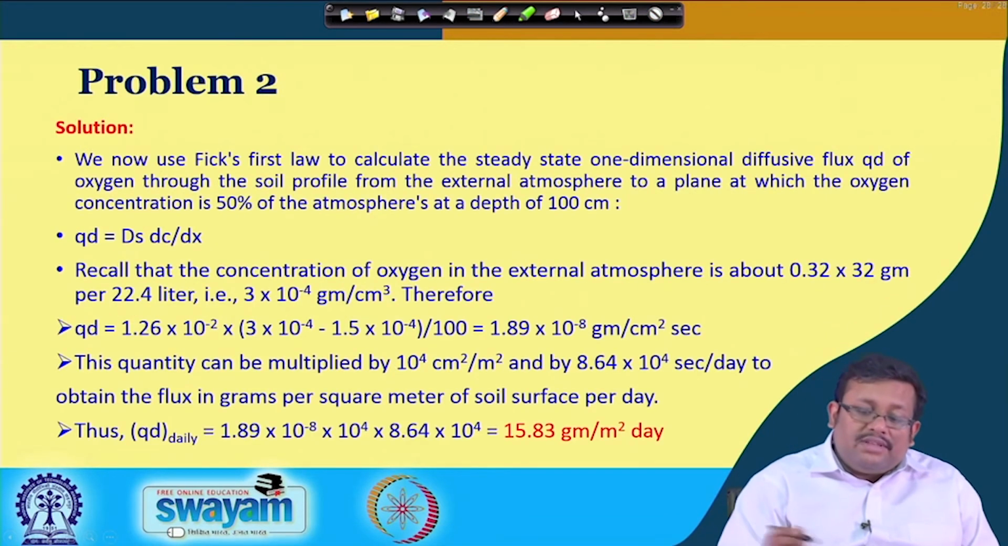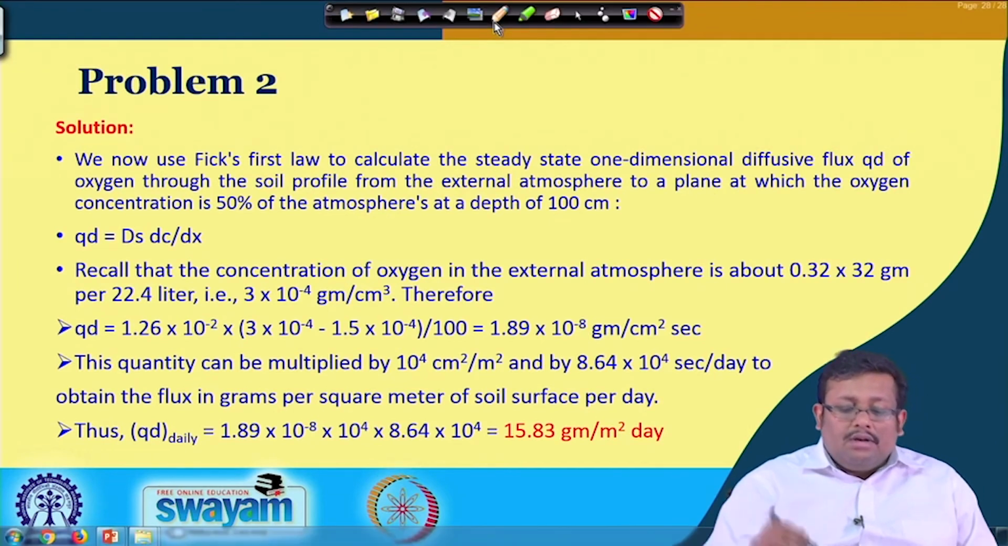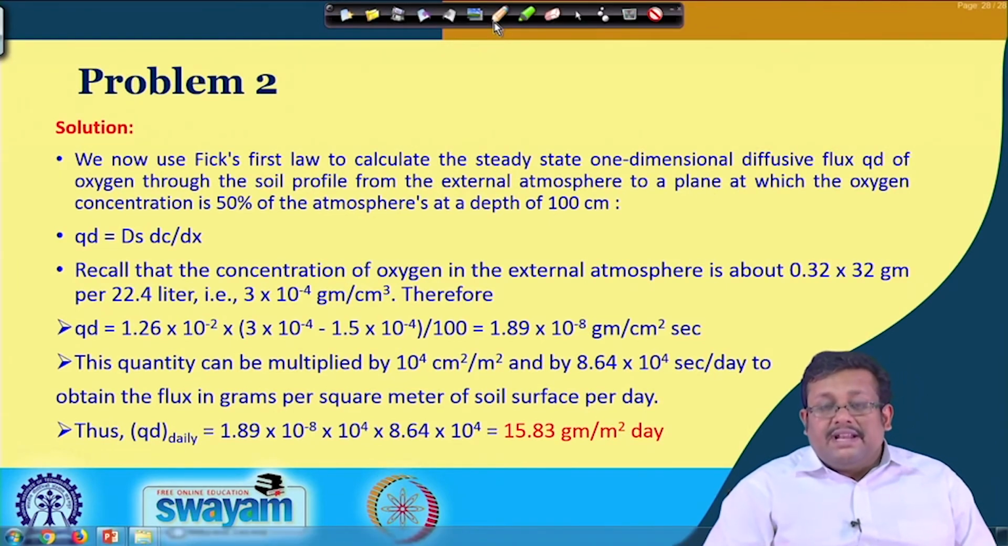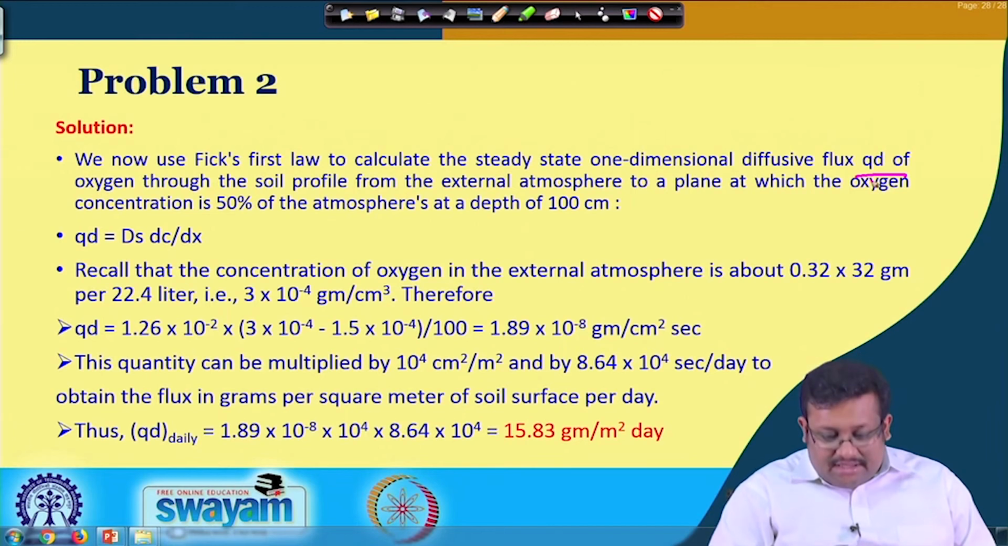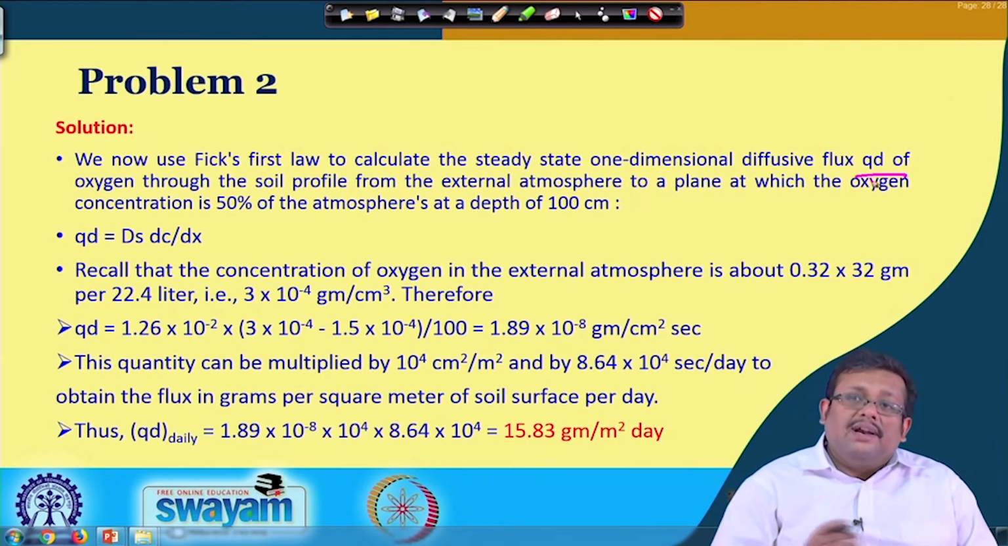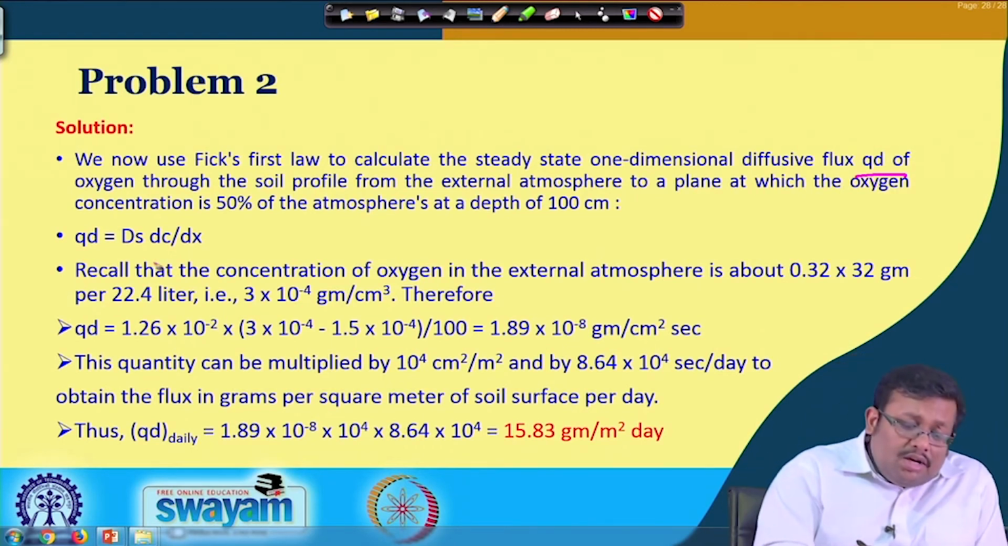So we now use Fick's law to calculate the steady state one dimensional diffusive flux QD of oxygen through the soil profile from the atmosphere to the plane at which the oxygen concentration is 50% and the depth is 100 centimeter. So let us use Fick's first law. Fick's first law is QD equal to Ds multiplied by dC by dx.